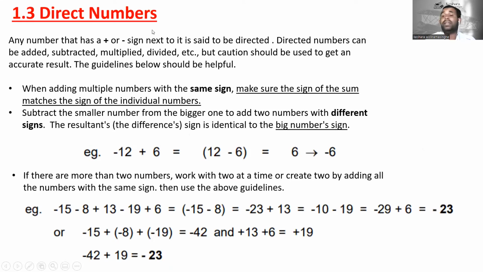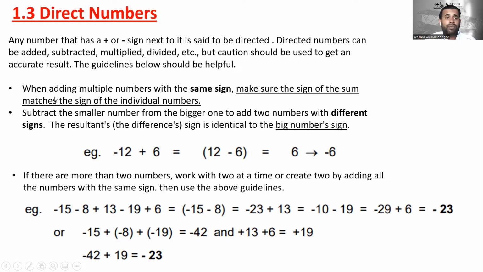All right, now let's go to the directed numbers. Any number that has a plus or minus sign next to it is said to be a directed number. For example, +1, -1, or +2, -10. These are the directed numbers. Directed numbers can be added, subtracted, multiplied, divided, etc. But the correct rules should be used to get an accurate result. The guidelines below should be helpful.